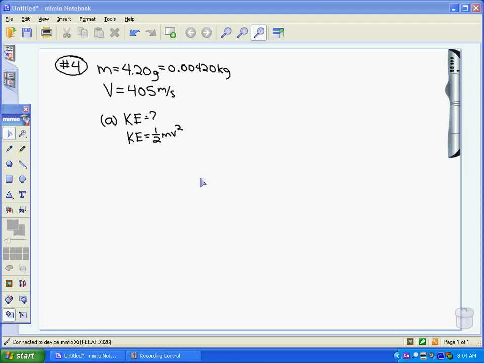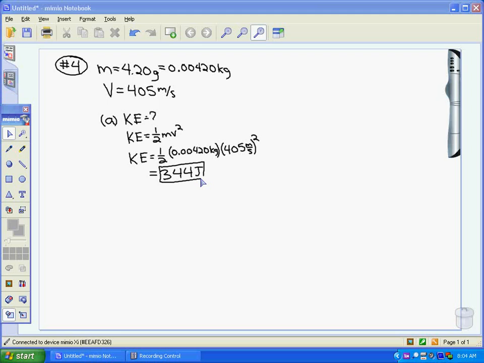So my kinetic energy is going to be equal to, when the bullet leaves the barrel, 1/2 times 0.00420 kilograms times my velocity squared, 405 meters per second squared. Plugging these values into your calculator, you get 344 joules.